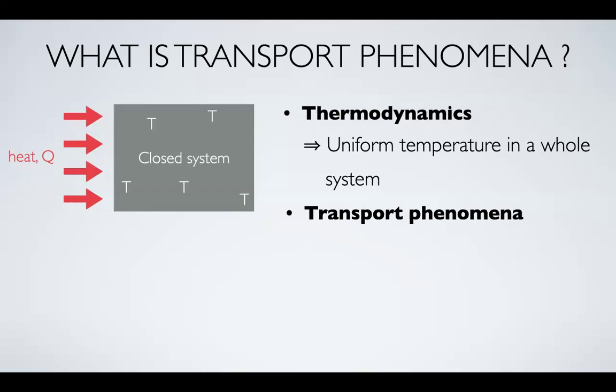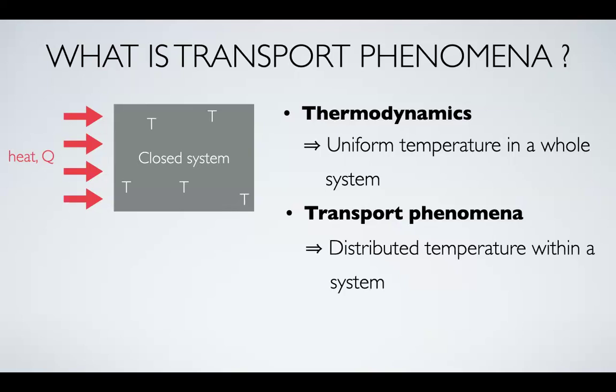But in the transport phenomena course, we take the microscopic view. Unlike thermodynamics, where we look at the big picture, the whole system, so the temperature will be equal to T anywhere even if we apply heat, in transport phenomena we look at a specific area. That means the temperature in this closed system is not going to be uniform. It's not going to be equal.